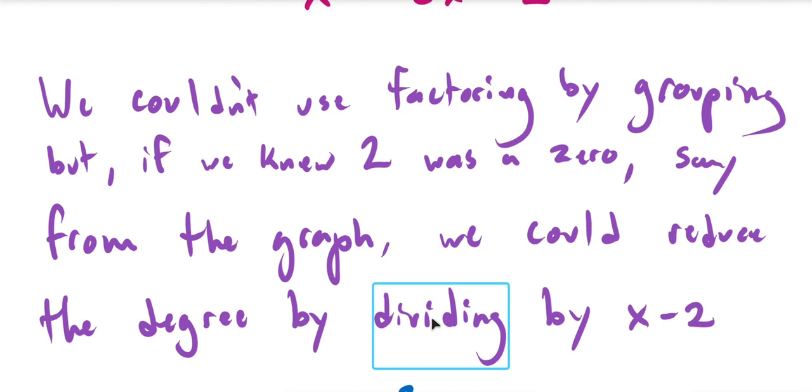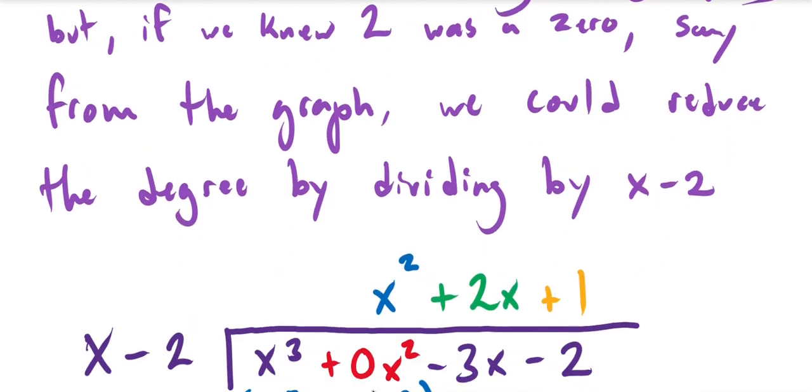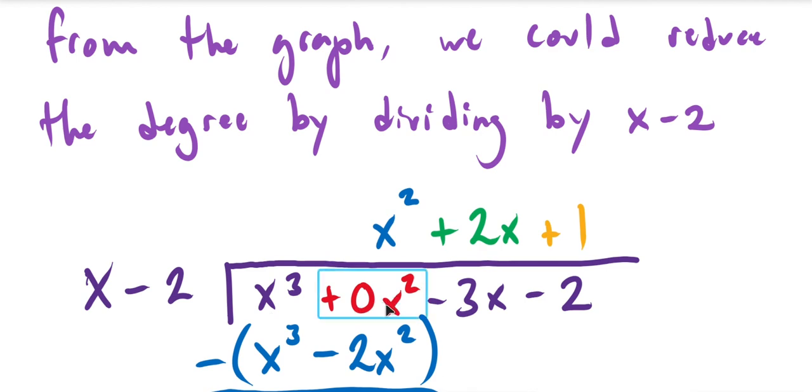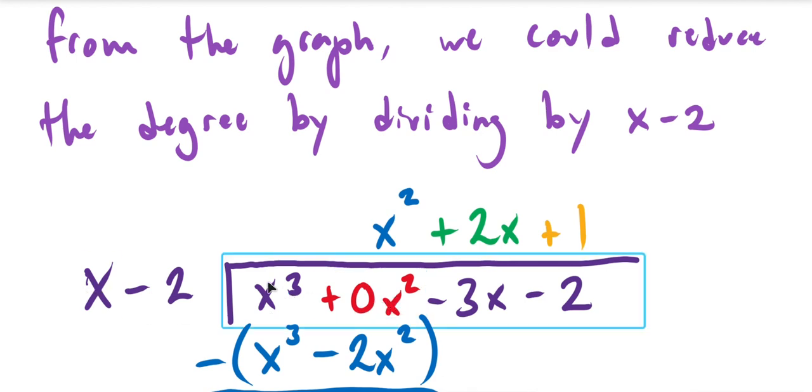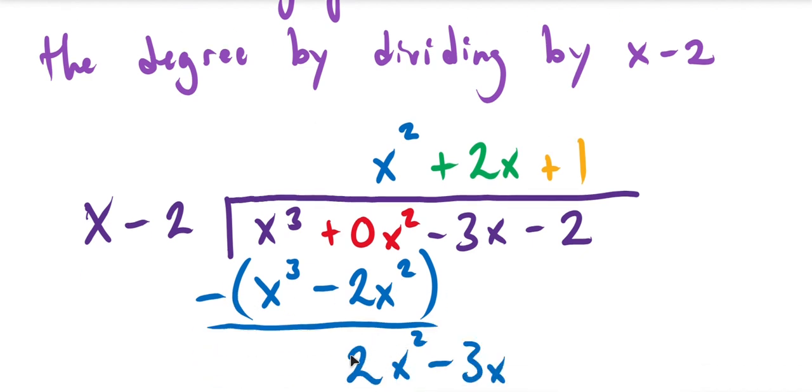But let's say we looked at the graph of this thing and we knew from the graph that 2 was a 0. And so x minus 2 was a factor. Well, then we could try dividing by x minus 2. Notice we still need that 0 to represent our x squared, but then I start looking at leading terms and asking the question, what do I need to multiply x by to get x cubed? I need to multiply by x squared. So I multiply this one, I multiply that one, and I wind up with x cubed minus 2x squared. We're subtracting it, which changes the sign, and that gives us 2x squared minus 3x once I drop this down.